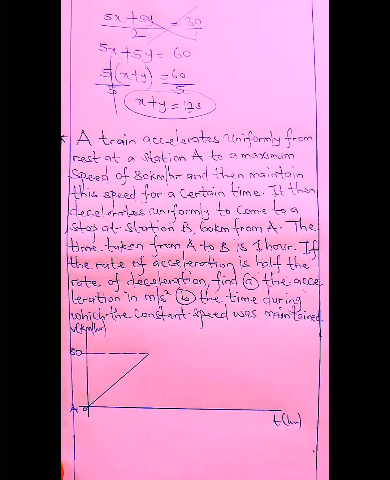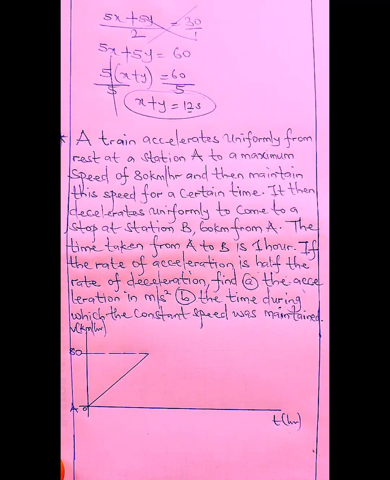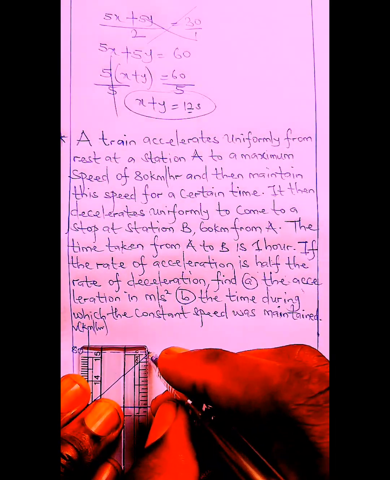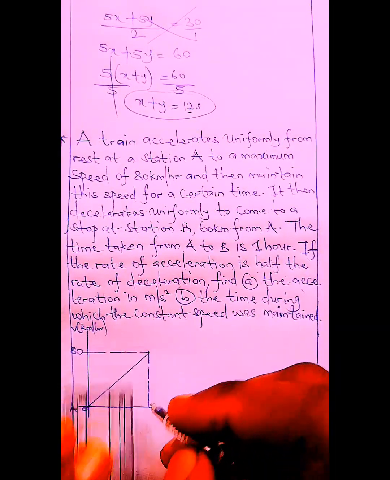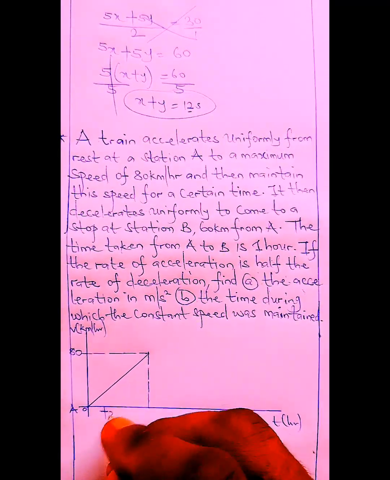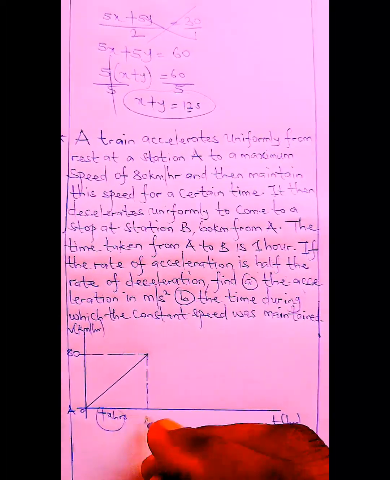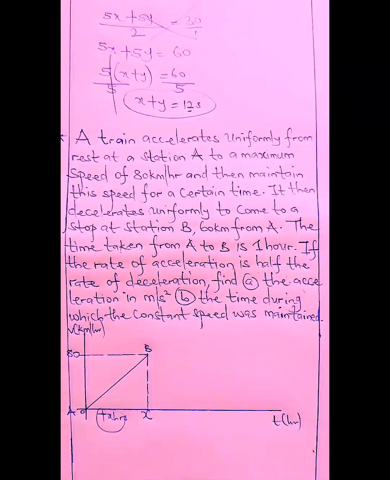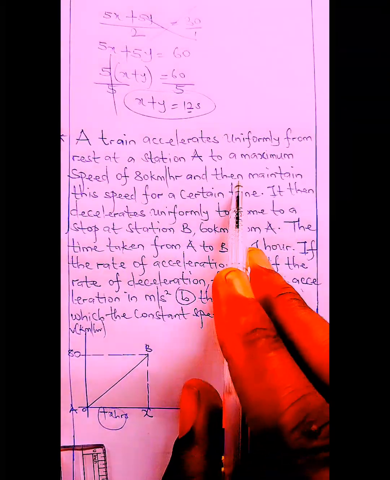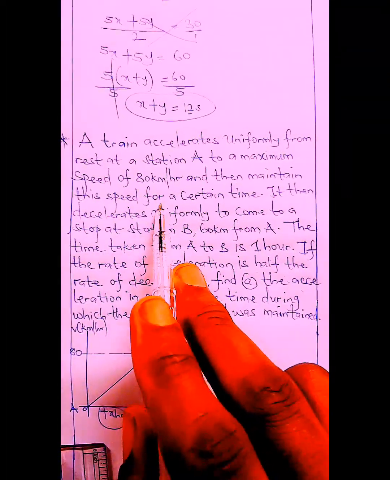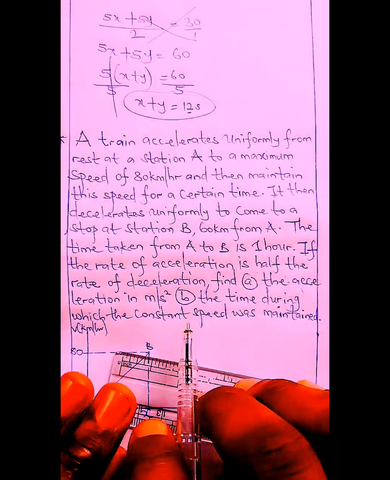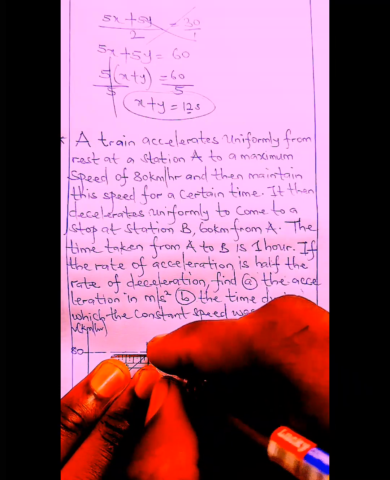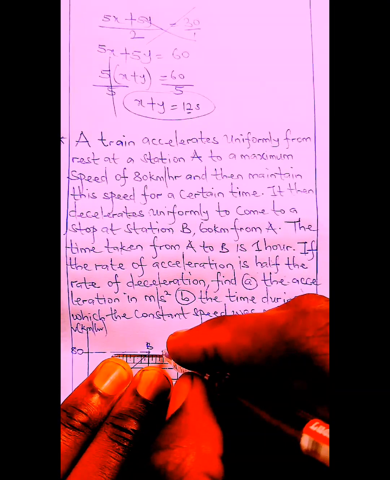There's a max speed. Now, we are not told how long it took the body to get to this 80 kilometers per hour, so we're going to assume it took X hours, from A to B. Then, what's the next line of the statement? And then maintain this speed for a certain time. The speed was maintained for a certain time.